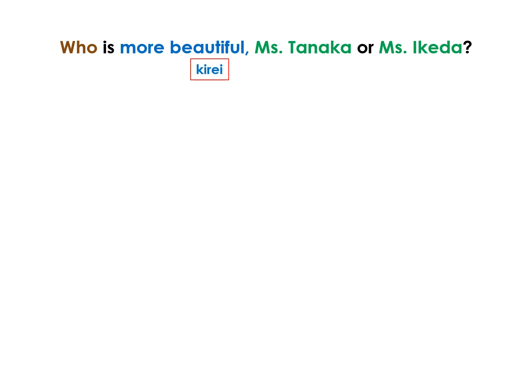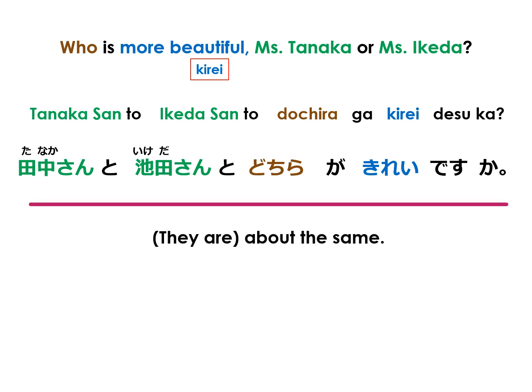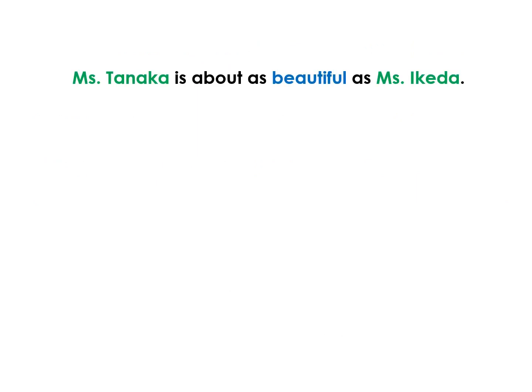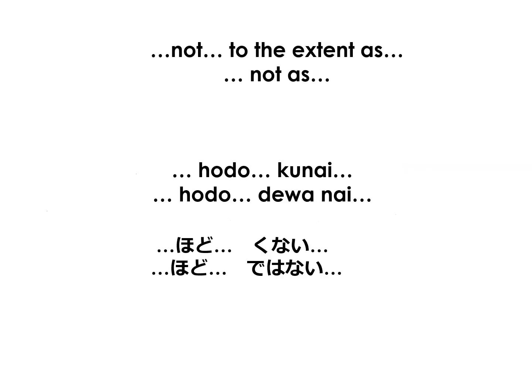Another example, the sentence, who is more beautiful, Miss Tanaka or Miss Ikeda? Beautiful is kirei. In Japanese, we ask, 田中さんと池田さんとどちらがきれいですか? To say they're about the same, we say 同じぐらいです. And to declare that Miss Tanaka is about as beautiful as Miss Ikeda, in Japanese we say, 田中さんは池田さんと同じぐらい綺麗です.